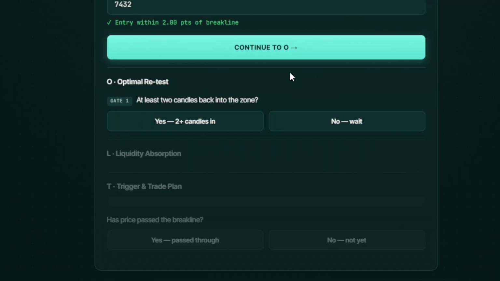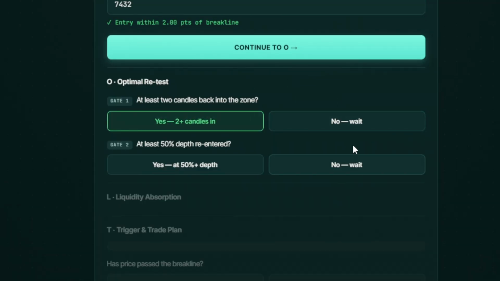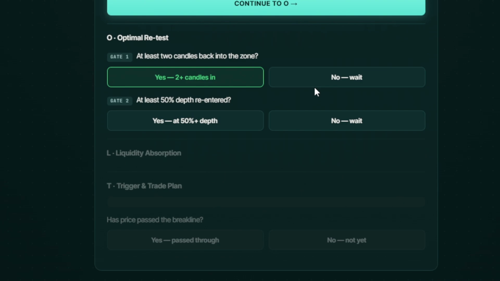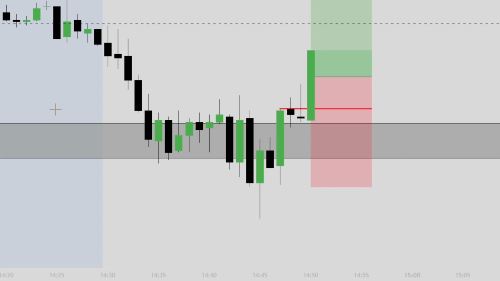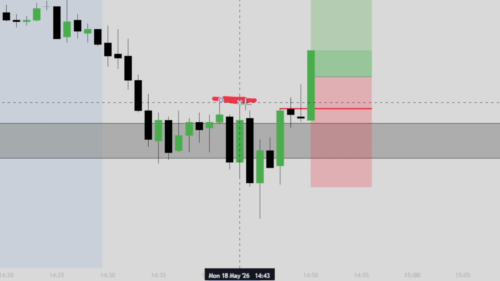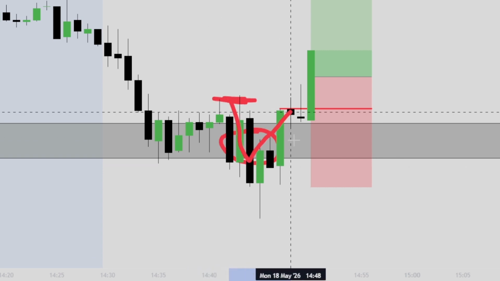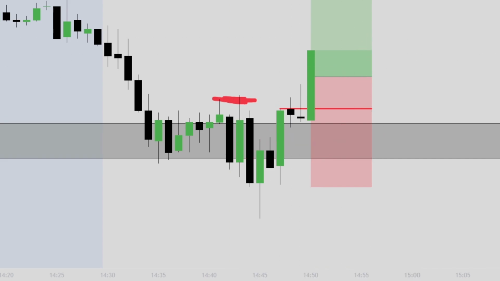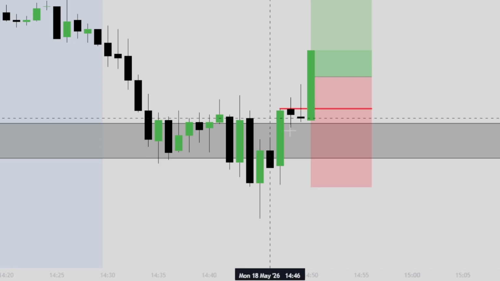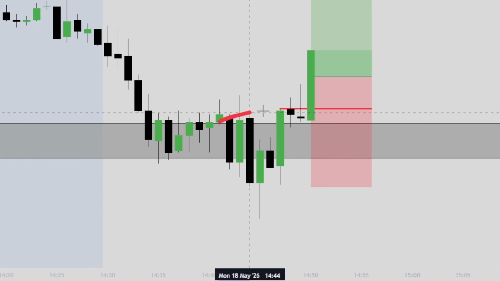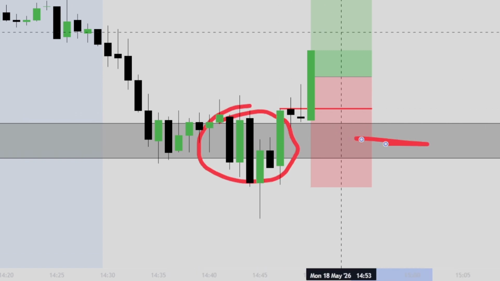So from an execution perspective, do you see 2 candles coming back into the zone? Now, at least 50% depth re-entered. So what this means is when you see price breaking above your zone, so this was also a break here, here was a retest, so break, retest, and then go long, okay? So how I did this was simply like this. Do you see at least 50% depth being re-entered? If you look at this level, the way it was mitigated, the entire level was mitigated here. So it's obviously more than 50%.